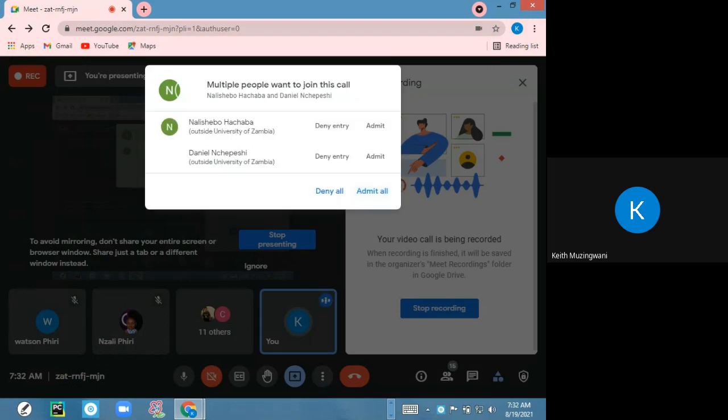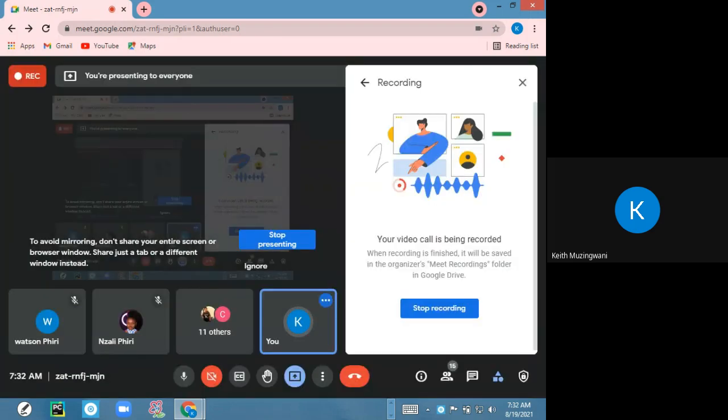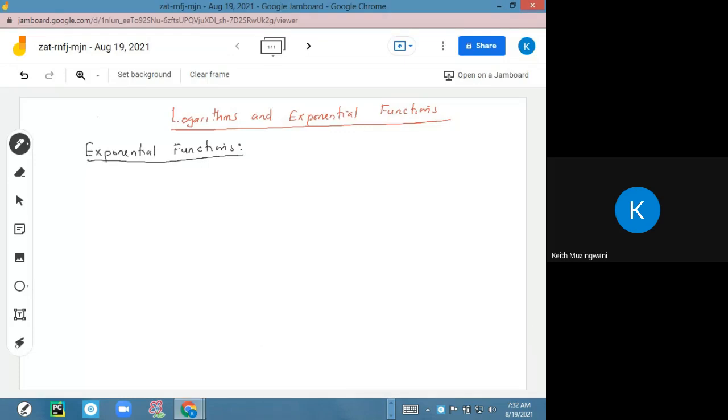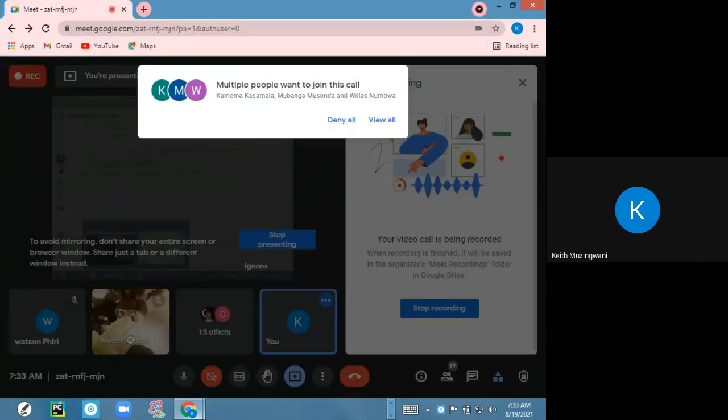In exponential functions, we are starting with the graphs, sketches. So the first thing is how to sketch exponential functions. And then our second thing will be logarithms, how to sketch logarithms.